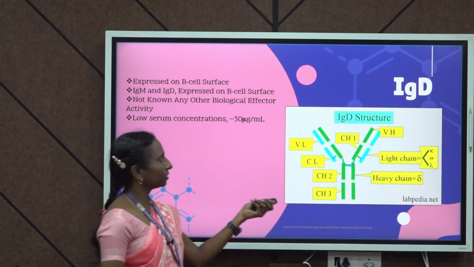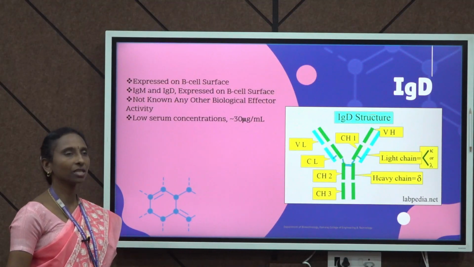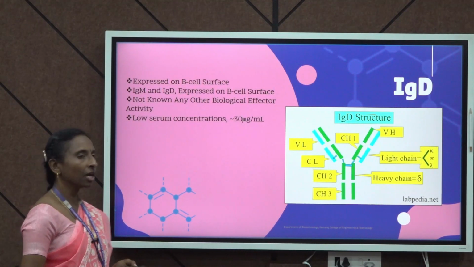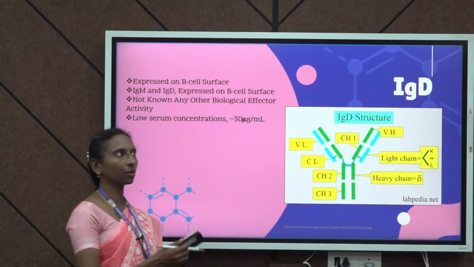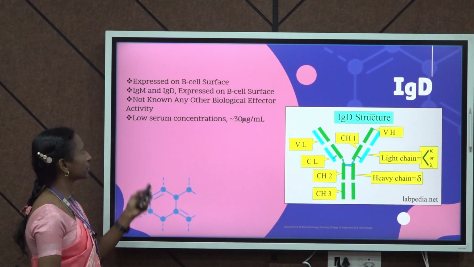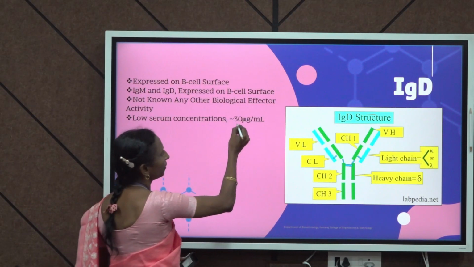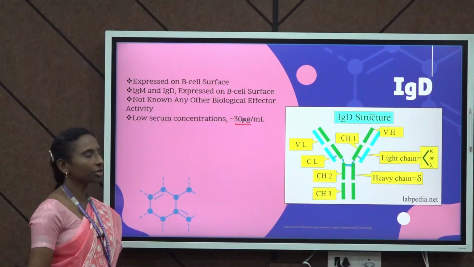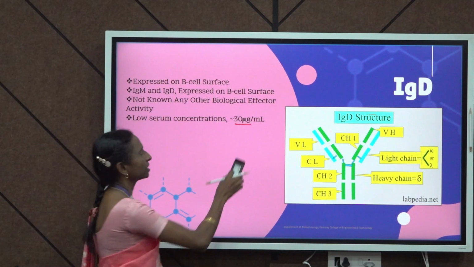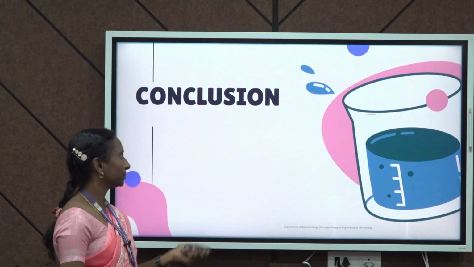And the final one is IgD, which is usually expressed on the B cell surface, along with IgM. These are the ones usually involved in antigen processing and presentation also. And these have a very low serum concentration when compared to the other antibodies, the concentration being 30 micrograms per ml.